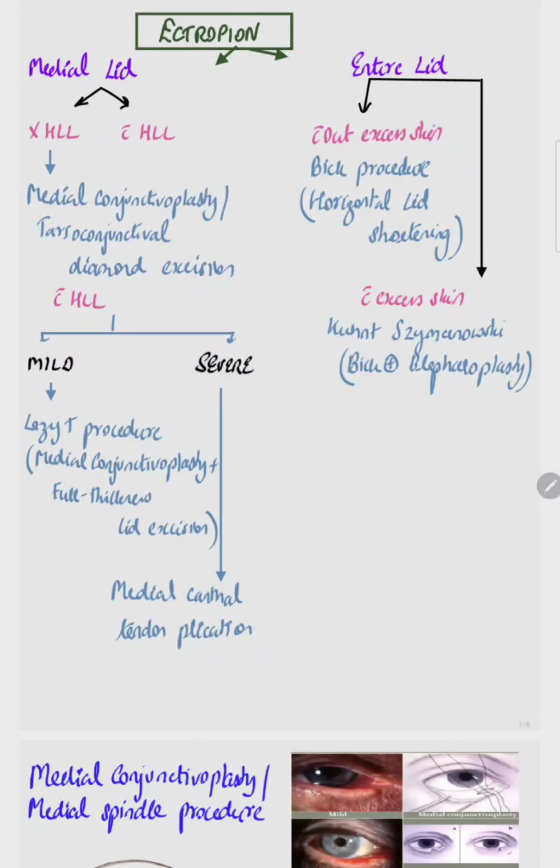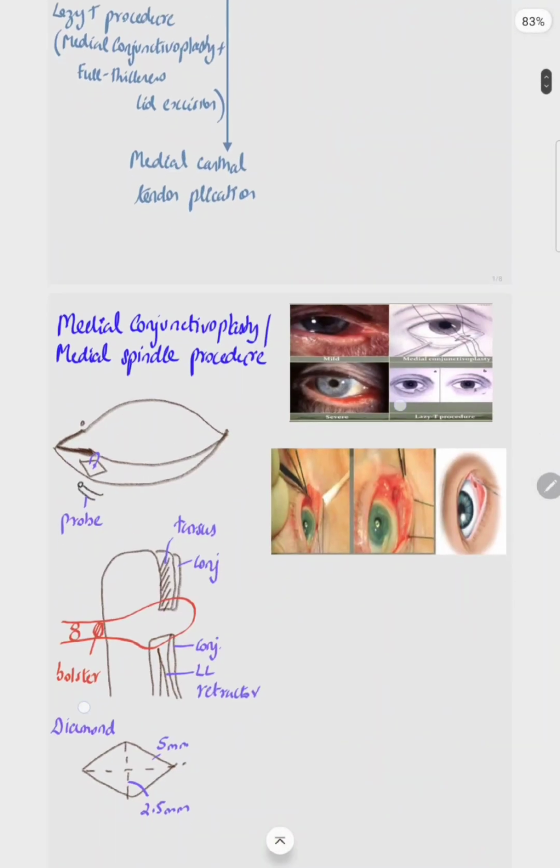Ectropion, that is outward turning of the eyelid. It can involve only the medial part without horizontal lid laxity, then we do a medial conjunctivoplasty. If it is with horizontal lid laxity, if it is mild, then we do a Lazy T procedure. If it is severe, then we do a medial canthal tendon plication. If ectropion involves the entire eyelid, if it is without excess skin, then we do a horizontal lid shortening. If it is with excess skin, a Kuhnt Szymanowski procedure is done.